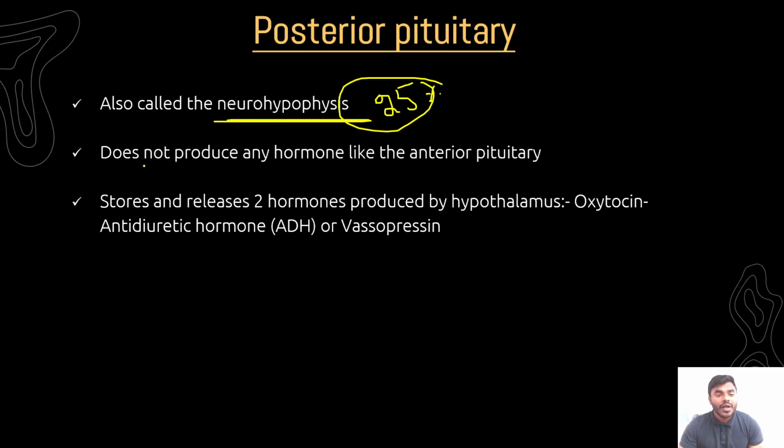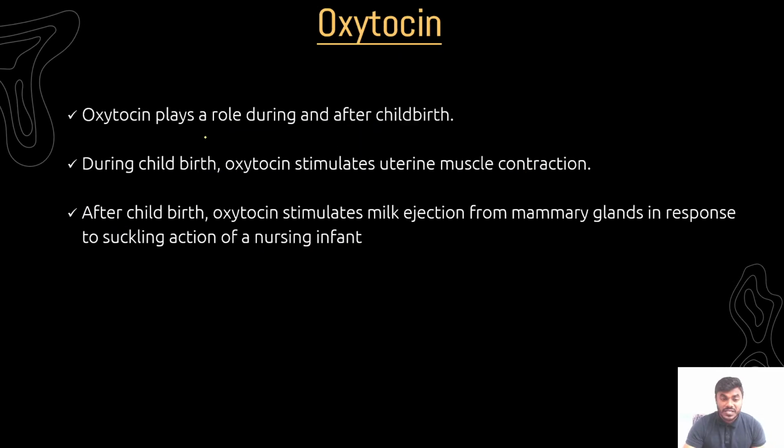What did I tell you? It never ever produces any hormone like the anterior pituitary. Instead of producing hormones, what is it doing? All the students follow me, it just stores. Whenever there is a requirement, it is going to release those two particular hormones. What are the examples of the hormones? Oxytocin and vasopressin. Whenever you hear the name oxytocin, all the students have to remember two points.